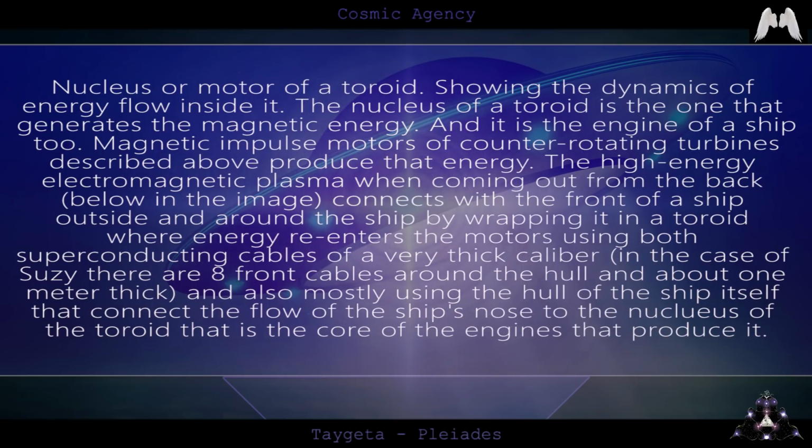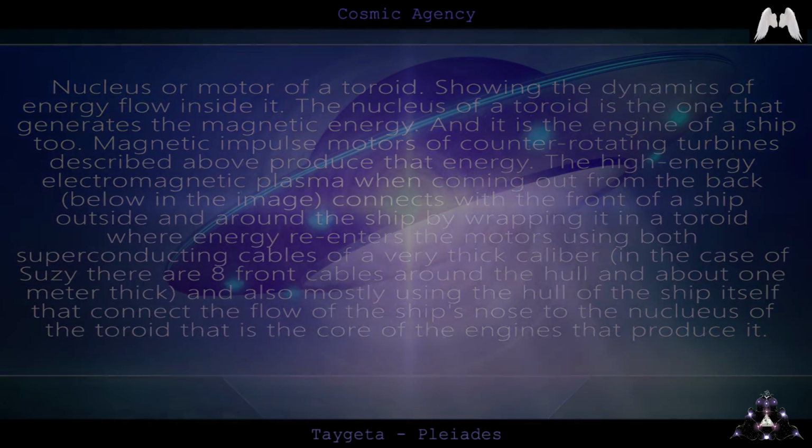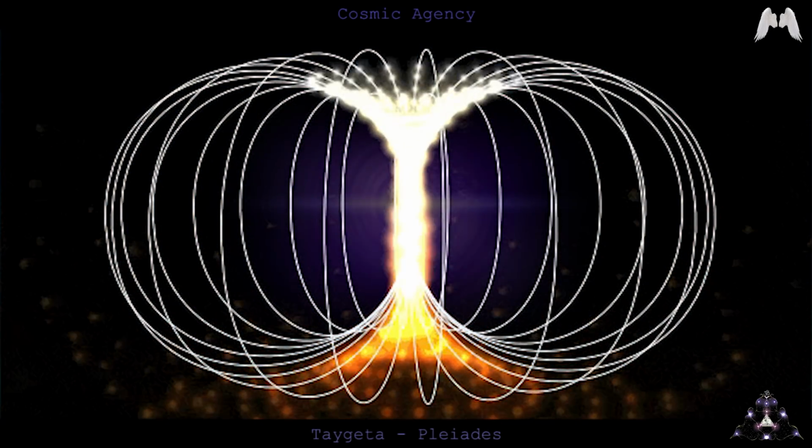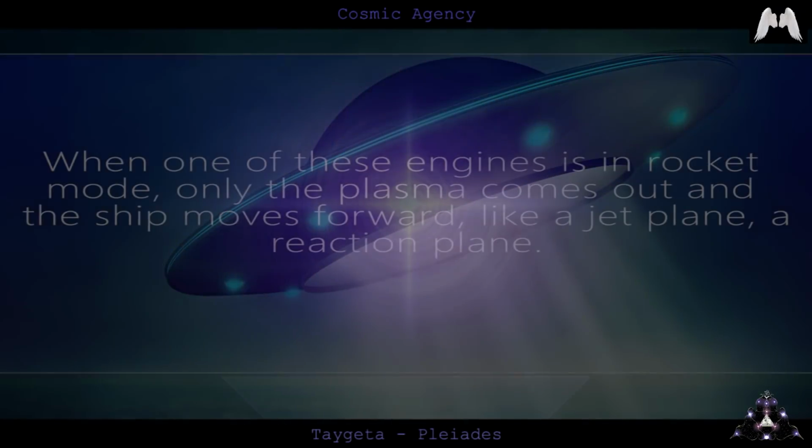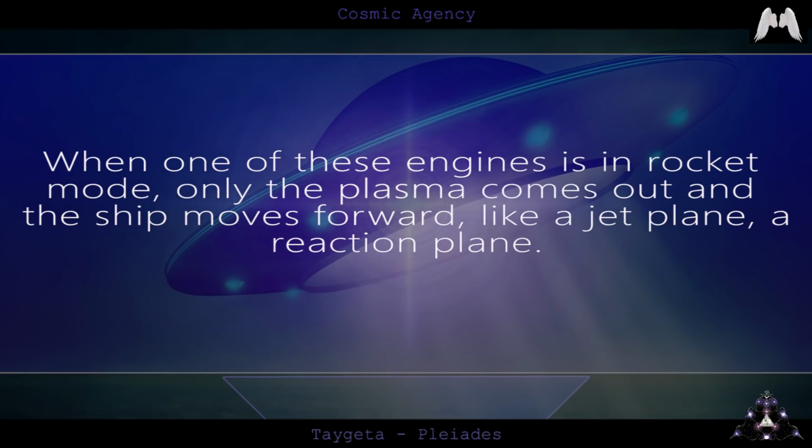In the case of Susie, there are 8 front cables around the hull and about 1 meter thick, and also mostly using the hull of the ship itself, that connect the flow of the ship's nose to the nucleus of the toroid, that is the core of the engines that produce it. When one of these engines is in rocket mode, only the plasma comes out, and the ship moves forward, like a jet plane, a reaction plane.